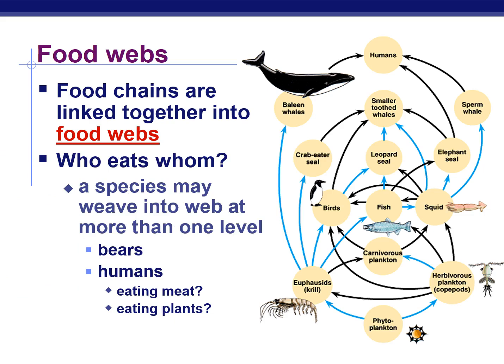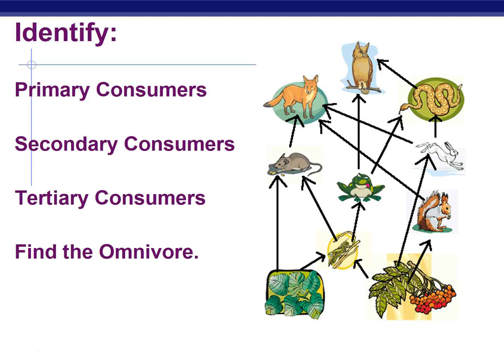Many species are going to fit into multiple levels. So even humans, we're omnivores. We eat meat and we eat plants, and so we can be primary consumers, secondary consumers, even tertiary consumers sometimes. And so we would fit into many levels within a particular food web. So do some practice looking at this food web. See if you can identify some primary consumers, secondary consumers, tertiary consumers, and then see if you can figure out who the omnivore is.